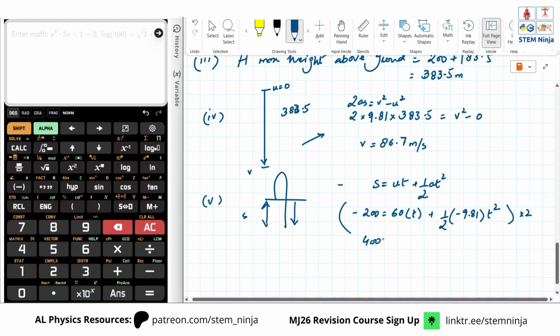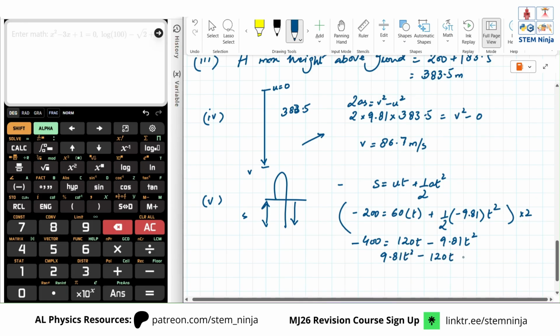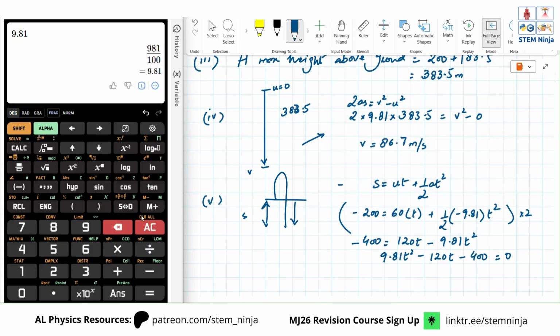So you will get 400 equals 120t minus 9.81 t squared. Taking everything on one side, or simply multiplying both sides by minus, you will get 9.81 t squared minus 120t minus 400 equal to 0. Now you can solve for this: 9.81 x squared minus 120x minus 400 equals 0.